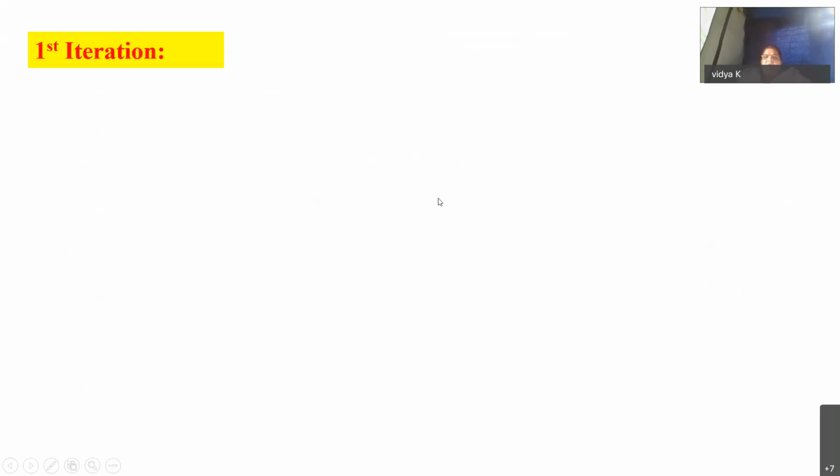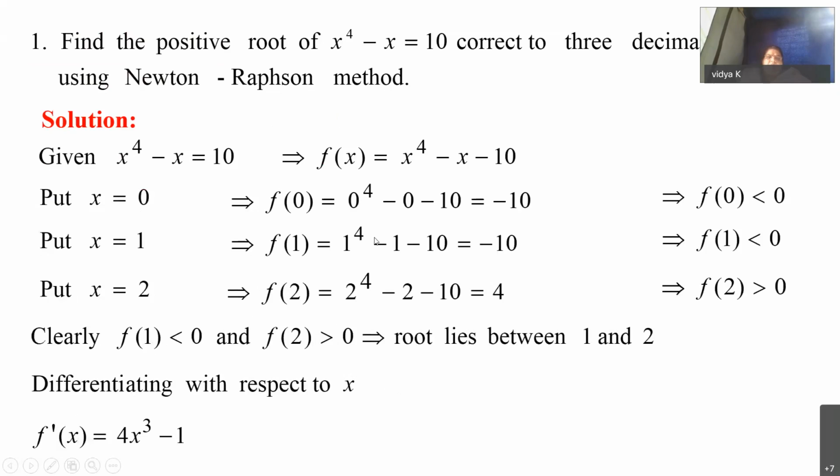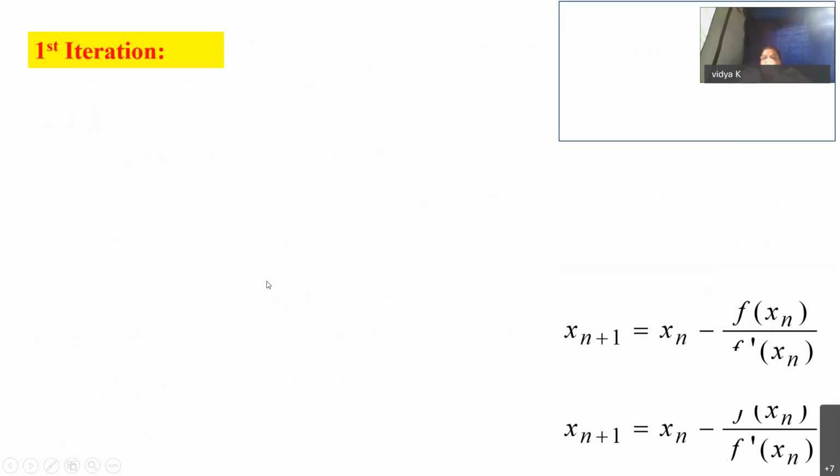Before that, because you need the derivative of f of x to substitute in the iteration formula, next you get f dash of x. What is f of x? It is x to the power 4 minus x minus 10. So what is f dash of x? You differentiate. What is the differentiation of x to the power 4? 4x cubed. Minus the differentiation of x is 1. Minus the differentiation of 10 is 0. So you got it.